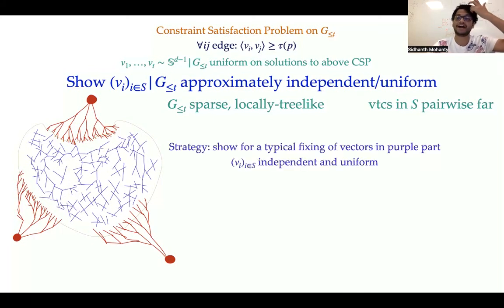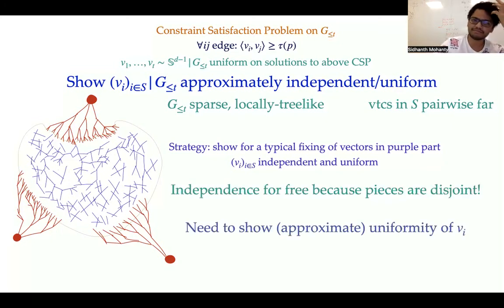So now the strategy is going to be to prove that if I fix vectors in the purple part of this graph, namely the bulk, the stuff that's outside all of these balls, then even after I fix those vectors, the resulting conditional distribution on V_i for i in S is still approximately independent and uniform.